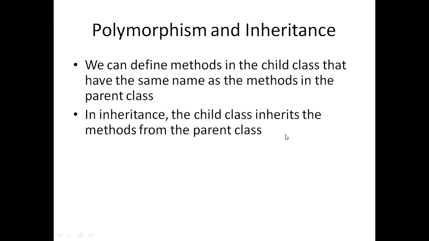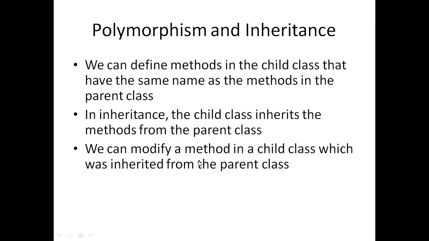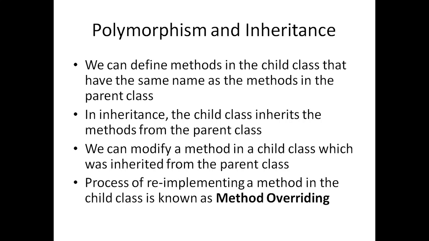In inheritance, the child class inherits the methods from the parent class. All the methods of the parent class will be inherited in the child class. We can modify a method in a child class which was inherited from the parent class. So that is known as polymorphism. The process of re-implementing a method in the child class is known as method overriding.